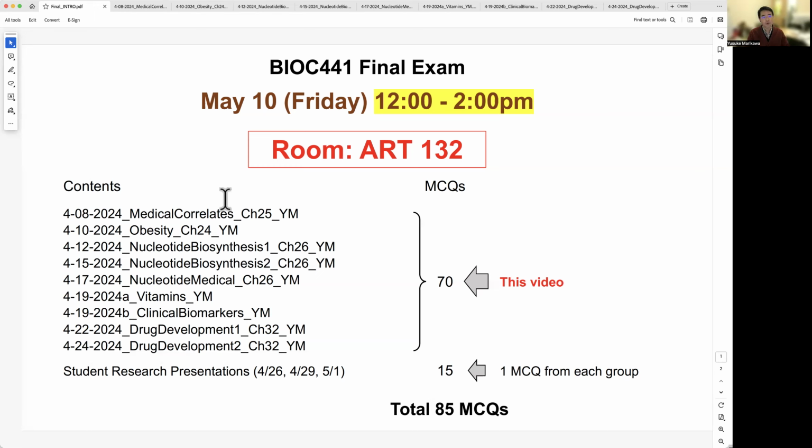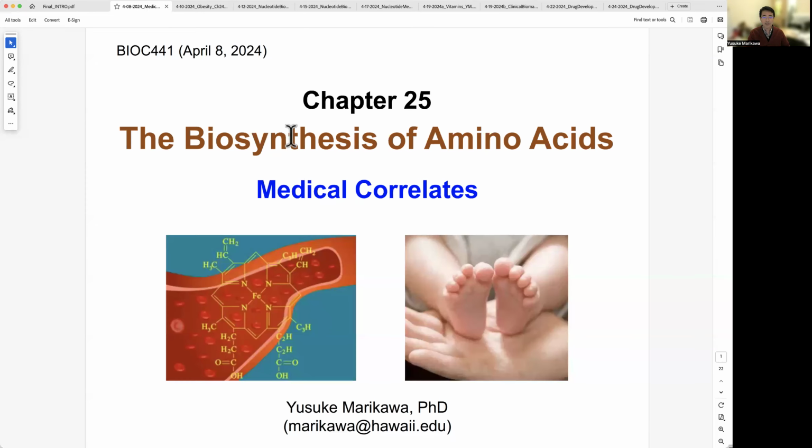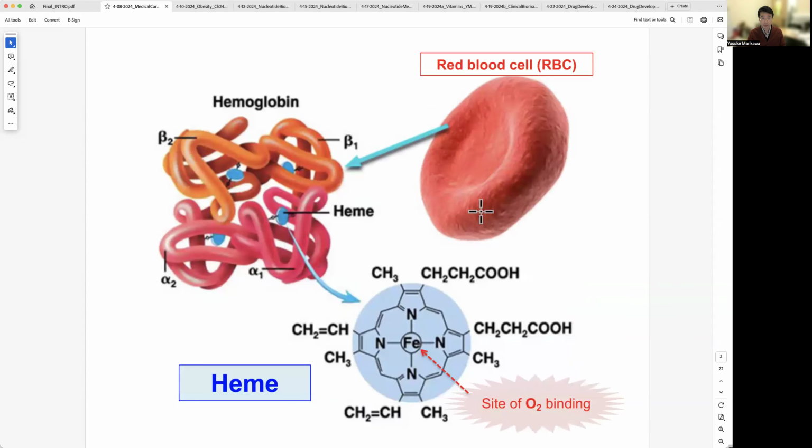I'm going to go over all the lectures from the first one to the last one, just like the last time I did. All right. So focus on any yellow highlighted sentences or names or phrases or concepts. Those things, you see those yellow boxes or yellow highlights, those are the ones you want to study very intensely. All right. So the first one is amino acid biosynthesis, medical correlates.